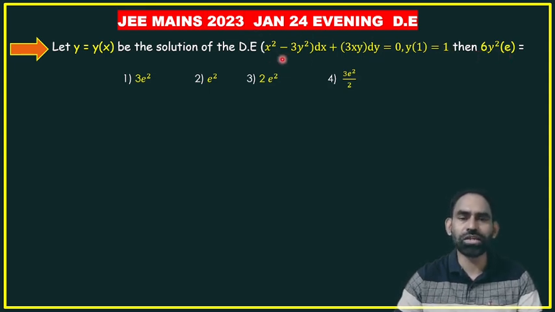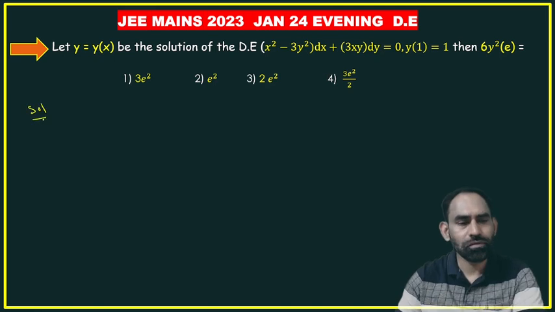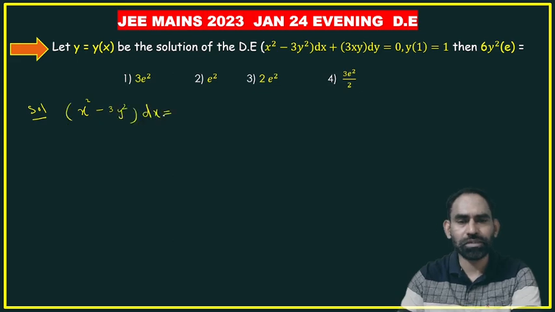First, we have to solve the differential equation. Before that, we have to identify what type of differential equation it is. And then we have to solve. We will get equation of the curve y in terms of x. And after that, we have to find 6y square. Let us start solution. Given equation is here x square minus 3y square dx. This equals to minus 3xy dy.